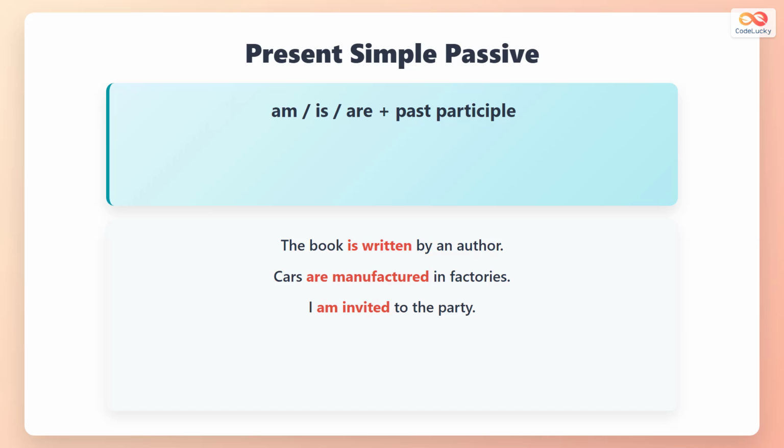For present simple passive, use am, is, or are plus past participle. "The book is written by an author" means writing happens now or generally. "Cars are manufactured in factories" describes a regular process. "I am invited to the party" shows current situation.